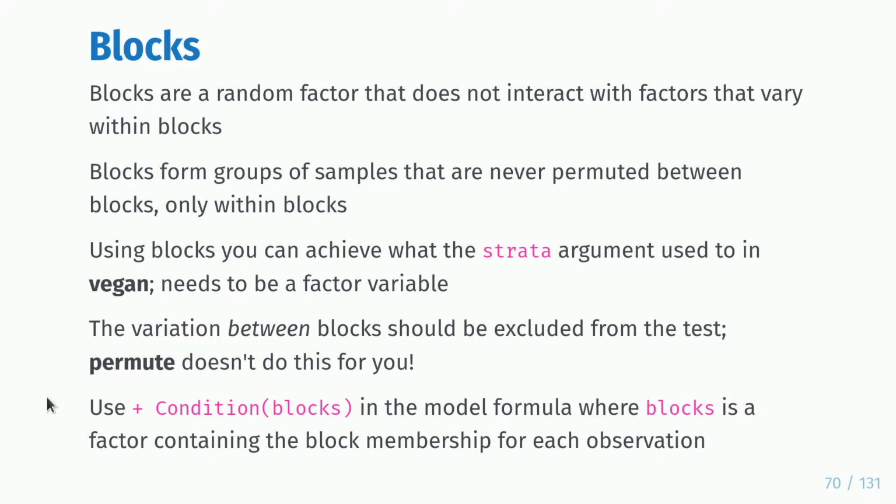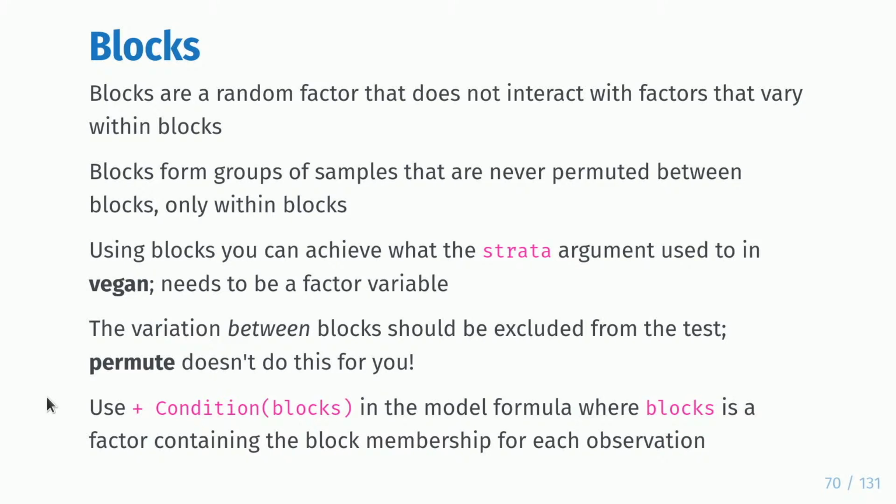So blocks are some random factor that does not interact with the factors that vary within the blocks. So these are things that are perhaps a nuisance variable, but you've had to set them up. You might have plots in different mountains, you might have plots in different fields, and there's no real difference between them. It's just that you've got these 3 different blocks and you want to account for the block level variation, because observations in block 1 are going to be more similar to one another than observations in blocks 2 and 3. All right, so you don't want to shuffle between them because they're not independent, right? So as I said, we never permute samples between blocks, only within.